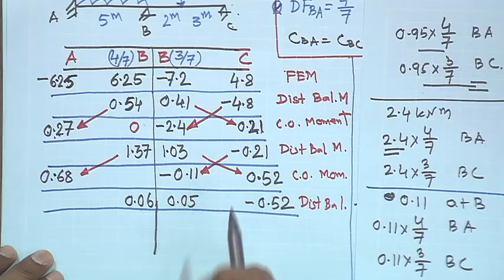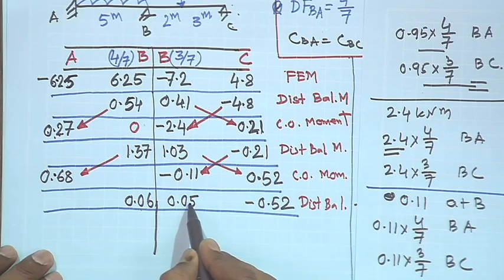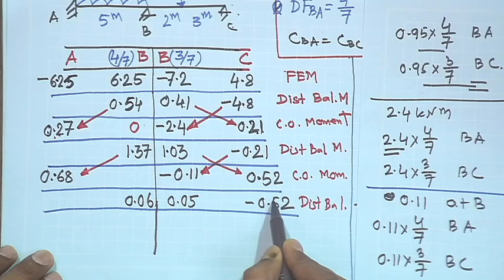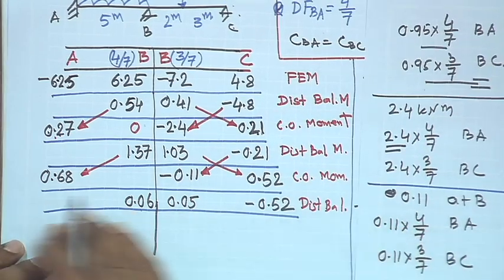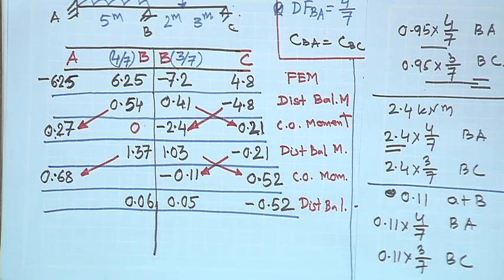Okay. Now, if we stop it here, because these values, 0.06 and 0.05, are very small now, we can go on, because this will get distributed here and this will get distributed here. We can keep on doing that. Suppose we stop it here, then what happens? Then what is the final tally?